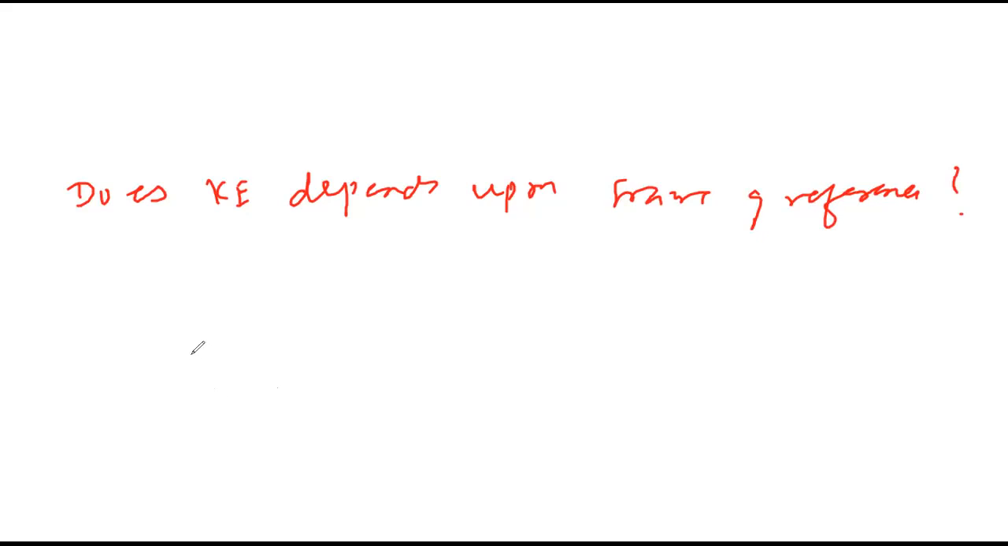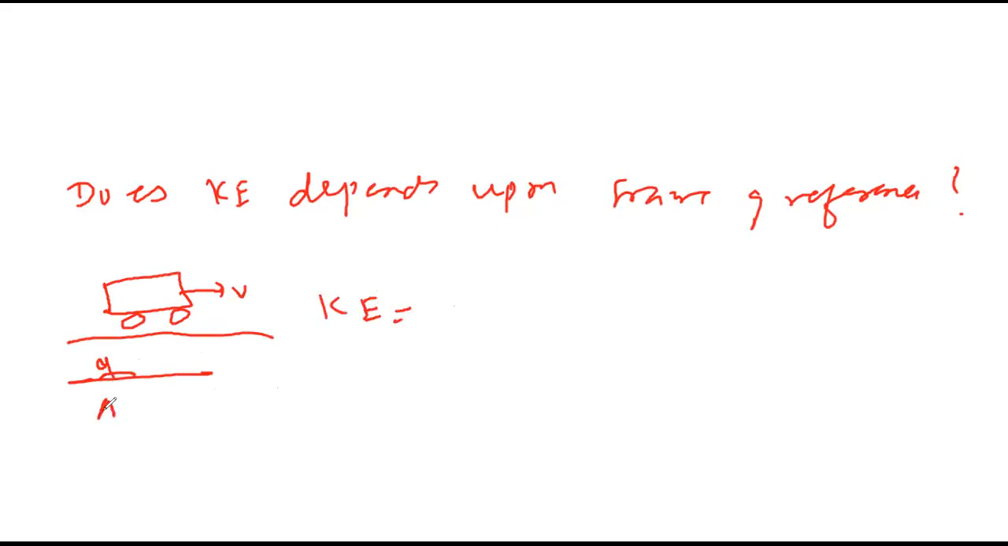See, whenever you say any formula of kinematics, it is with respect to an inertial frame. That means somebody is standing outside on earth and the body is moving. Now imagine this is one vehicle moving with velocity v, and a person A is observing from outside on earth. What will be the kinetic energy according to this person? Half mv square.